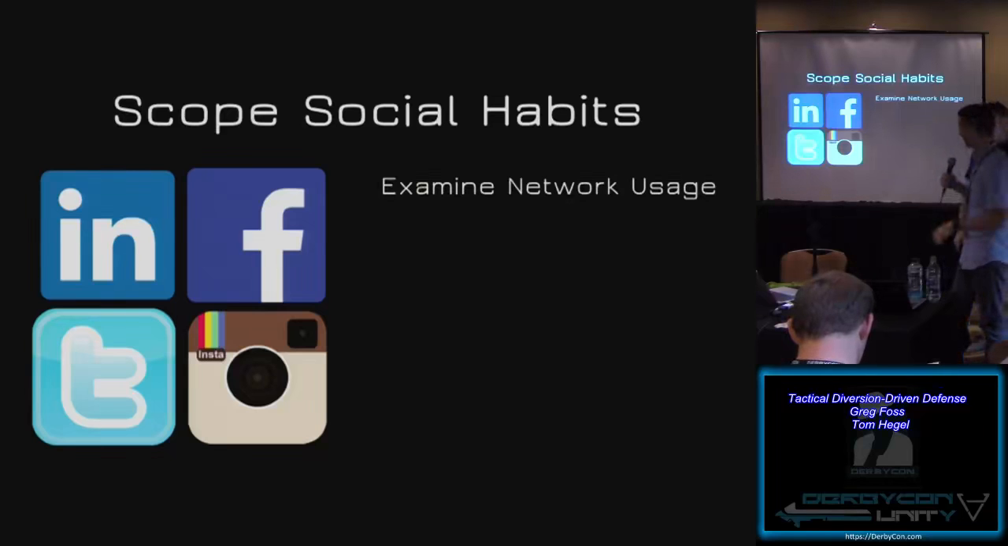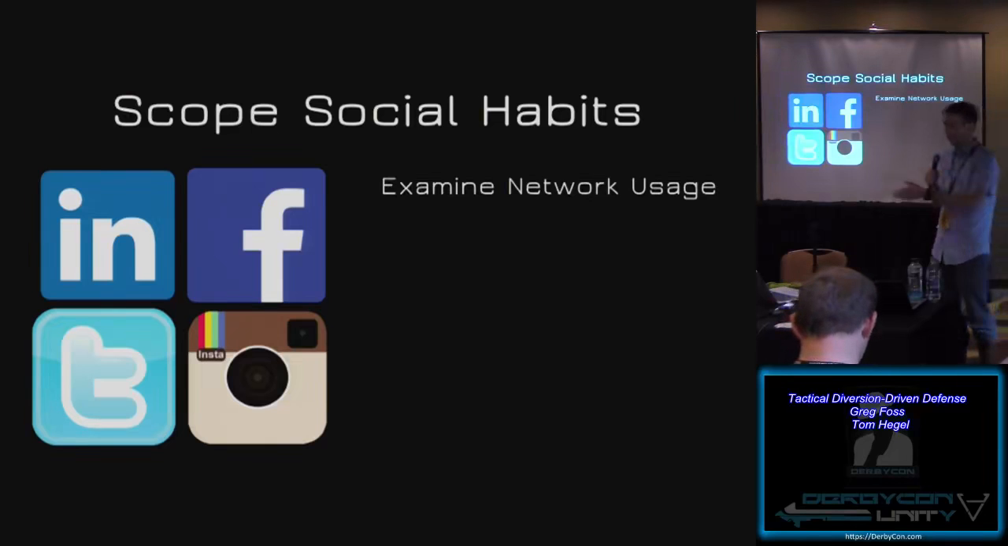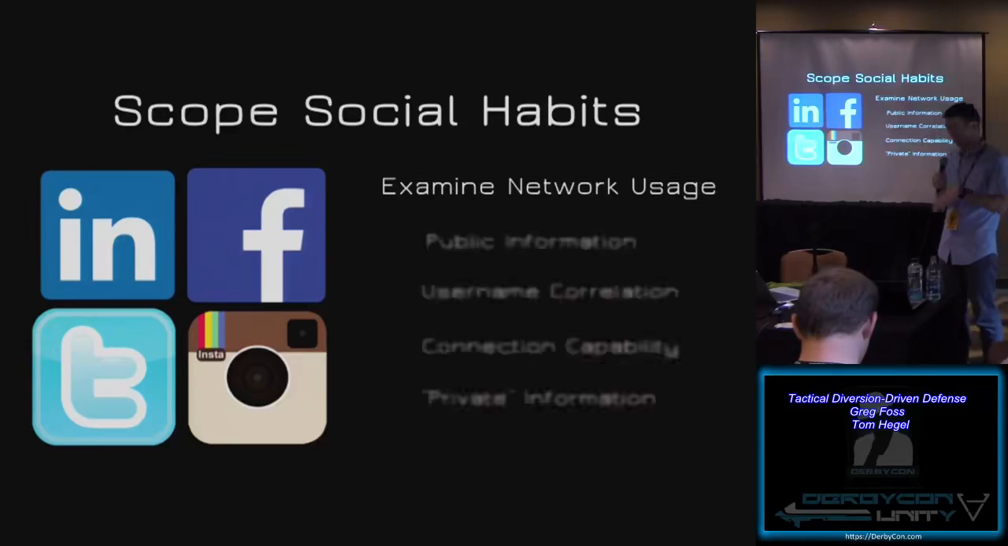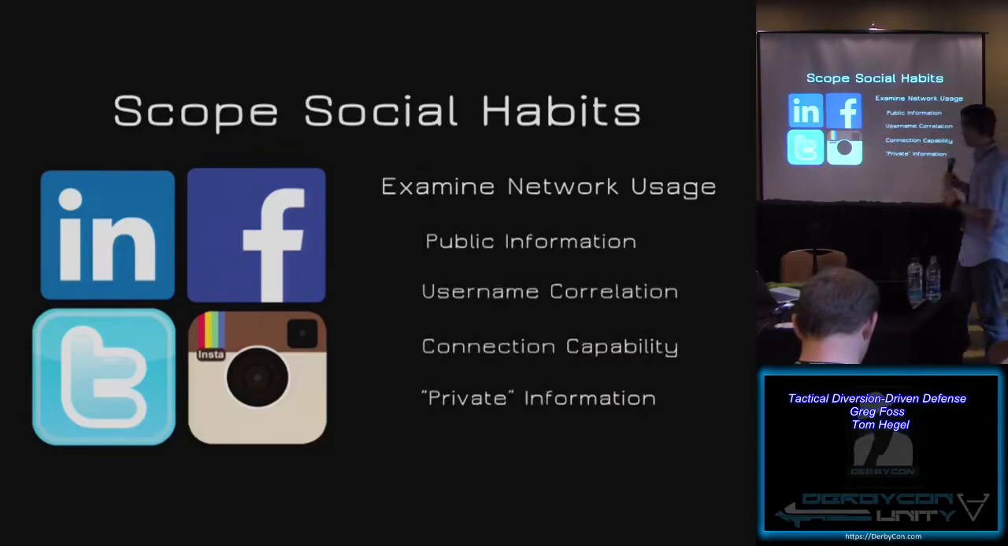So this one, for example, is scoping the social habits of your user base. Basically, what we do is examine our network traffic and see what users and what groups go to what sites, such as LinkedIn, Twitter, Instagram, and in this case, scoping their social habits. We see what type of public information we can get on them, and then we do some intelligence work around what we find, such as username correlation and so forth, and try to connect with them and see how easy it is for them to connect with somebody they don't truly know, even if we are claiming something else, and then see what private information you get from the whole process.